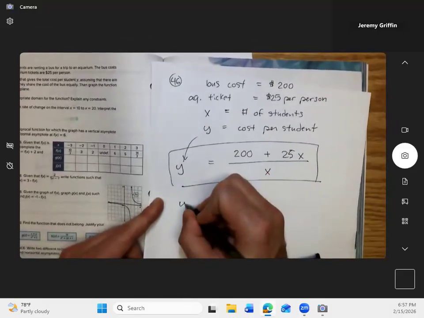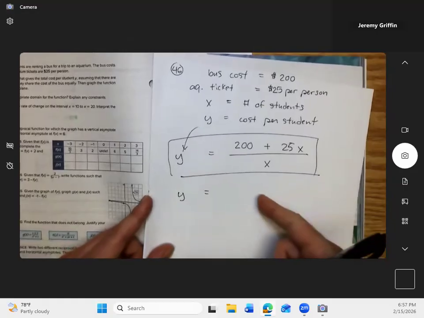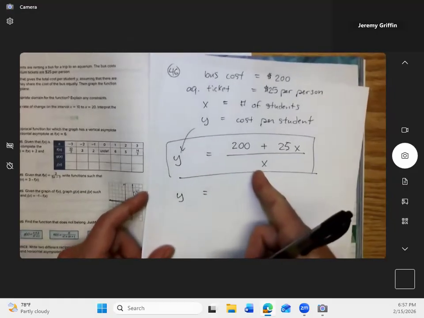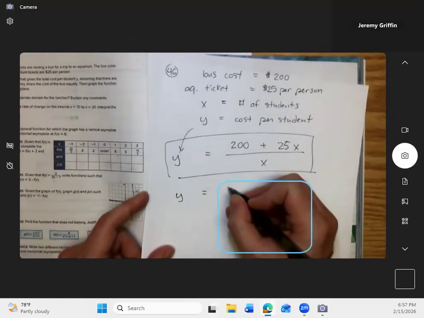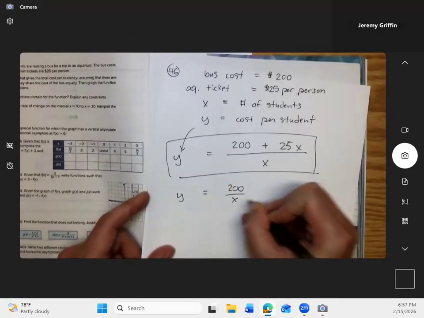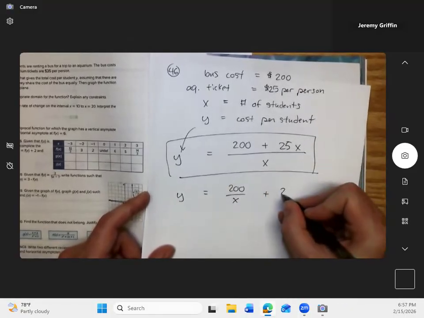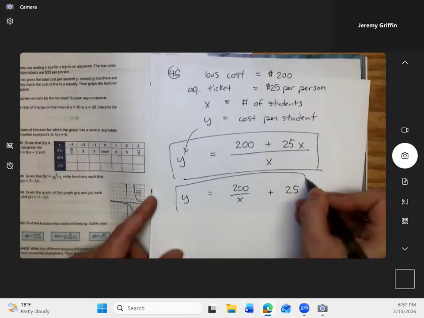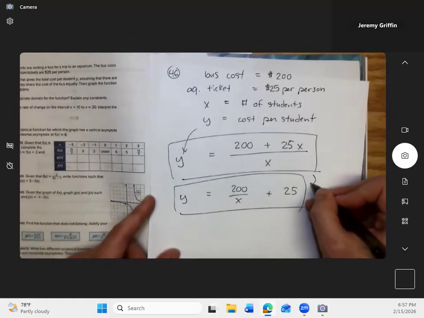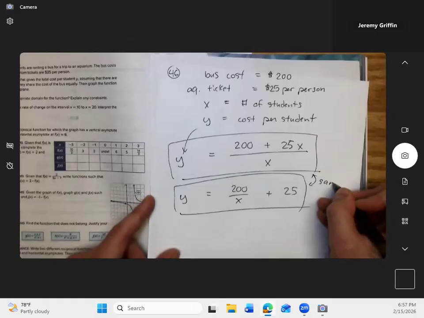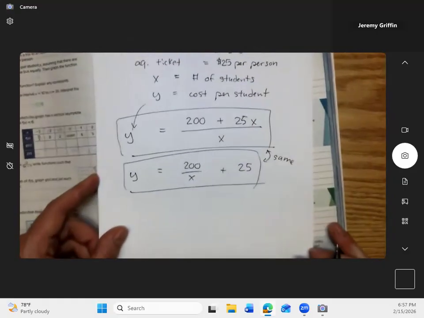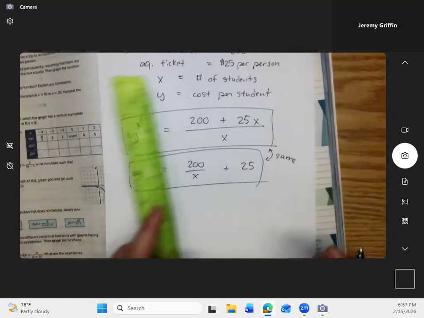There's another way you could also write this. This looks familiar to something we did earlier today. Since that's such a simple denominator, you could very simply divide. You could call this 200 over x, and then plus this would divide out to just 25. Okay. So both of these would be equally valid. These are the same as each other. Same thing. All right.